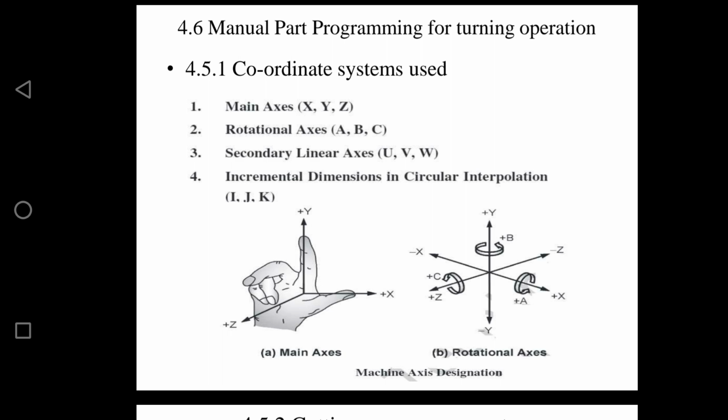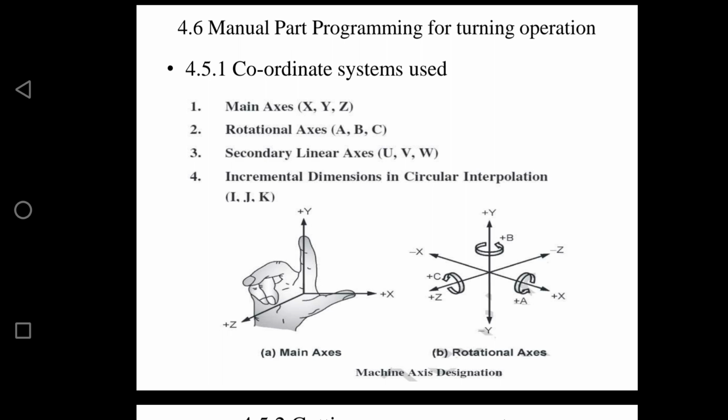But I have a line which is parallel to the x axis. That parallel axis is called a secondary linear axis, and if it is parallel to the x axis, it is indicated with the axis U. If I have a line parallel to the y axis, then that is V, and if I have a line parallel to the z axis, then that is indicated with a W. Those are called secondary linear axes.